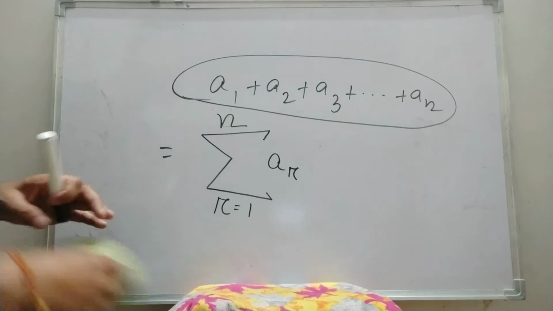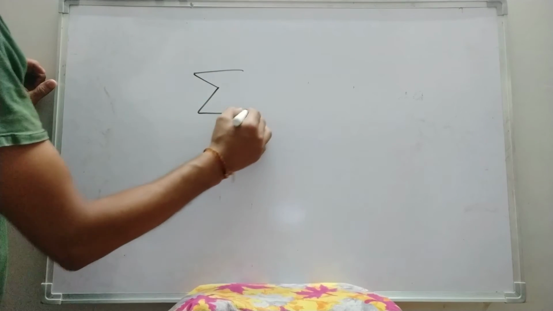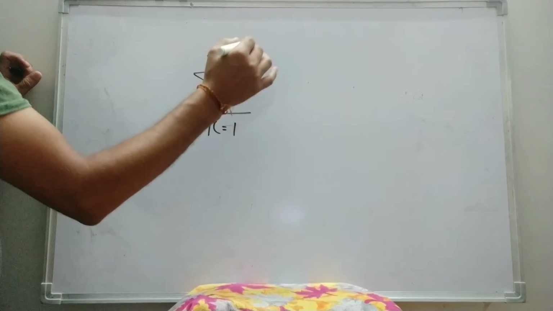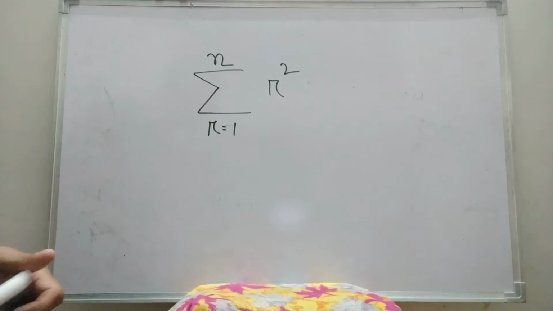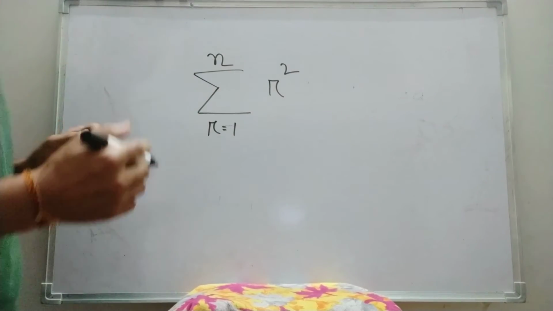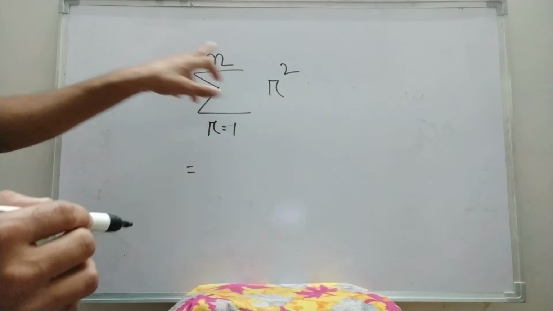Based on this Greek symbol sigma, we are going to discuss another example. Let us move to another example of this. Students, if I write the symbol R goes from 1 to N and it is R square, from here also we can find the value of this particular series very easily. So here R goes from 1 to N.